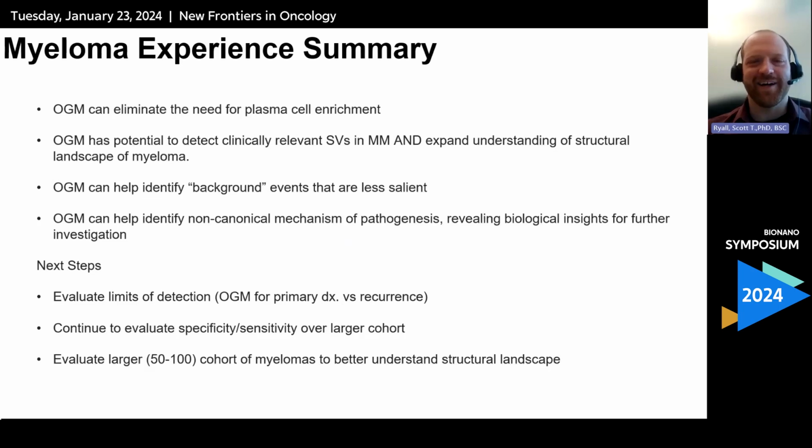So we really want to be working on that. We're working on dilution series to see how low we can get the plasma cell counts and still have them be detectable with optical genome mapping. We're going to continue to evaluate the sensitivity and specificity over a larger cohort. Again, we only have about 10 or 15 multiple myelomas so far, so we obviously want to expand that, which leads into my next part. We're looking to evaluate between 50 and 100 to better understand the structural landscape of multiple myelomas, which I think for a long time has been a little bit neglected because of the challenges with analyzing them. Most of us just default to some sort of FISH panel to figure out the pertinent changes that might be causing the malignancy.